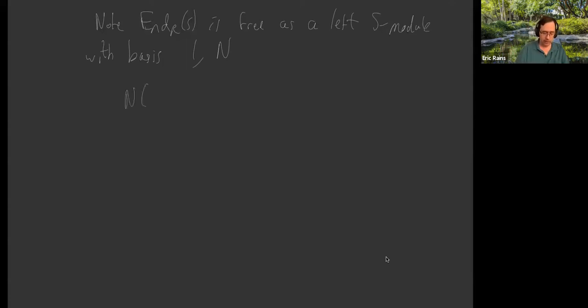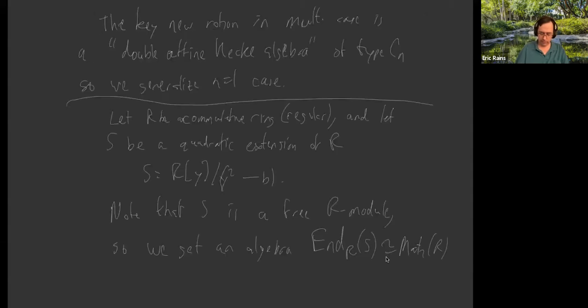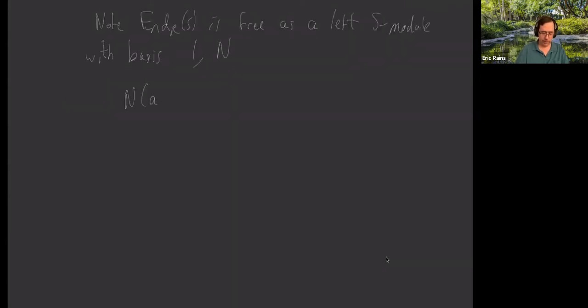And so n takes, let me call this alpha, just so I can use A and B later. So it takes n, so n of A plus BY is B. Okay. And where, of course, we're viewing B as an element of R, which is a subring of S. So we're viewing it as an element of S. Okay.